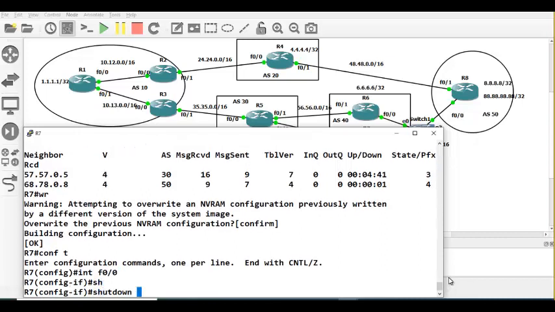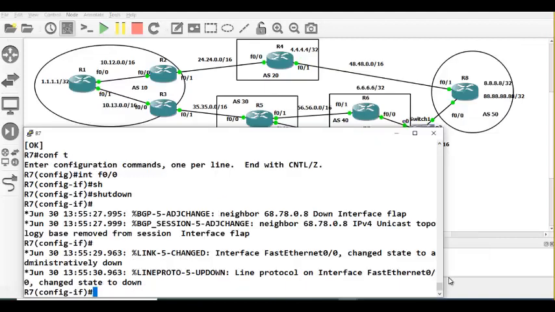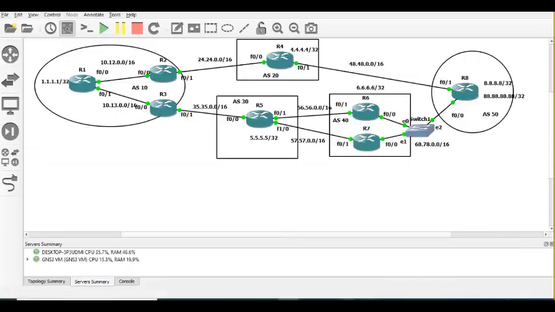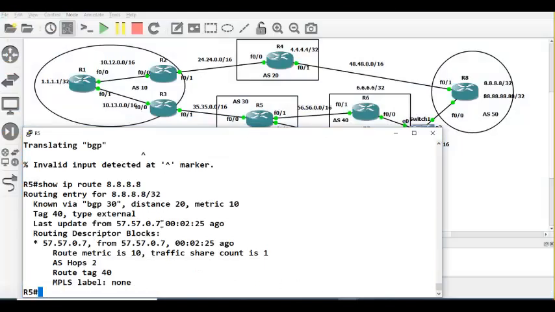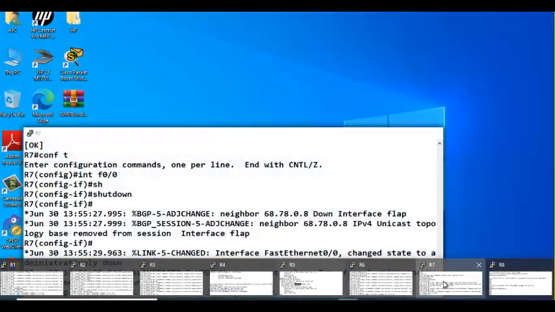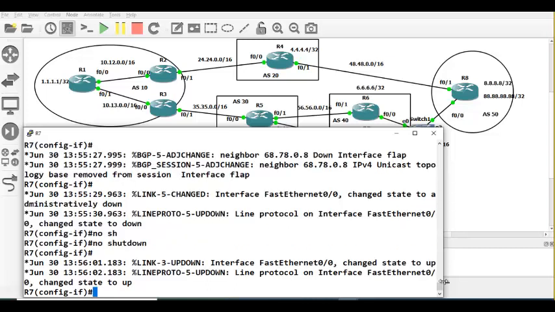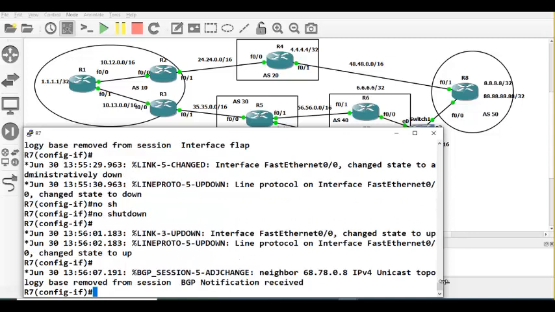interface F0/0 shut down. I'm actually repeating what I did yesterday because you asked me questions sometime early. So I shut down the port. As a result, the routing table on R5, instead of showing 7, should show 6, and the metric should become 100. You see, the metric has become 100 and it is going via 6. And let me now unshut, and now I'm expecting the path to switch back via 7.